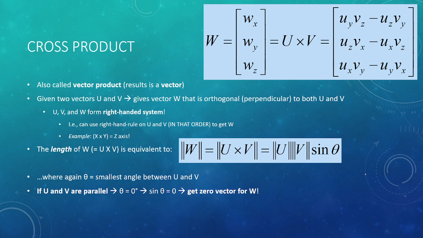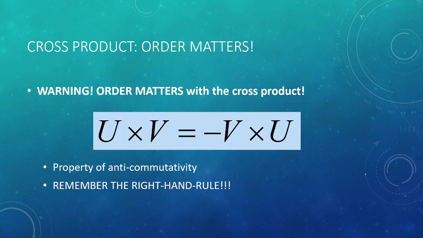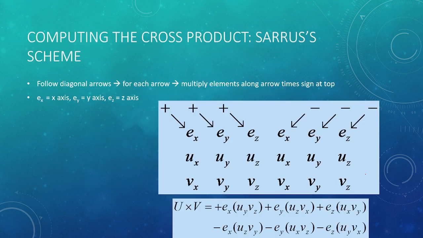In the cross product, u cross v equal to (uy vz minus uz vy, uz vx minus ux vz, ux vy minus uy vx), and its length is equal to u v sin theta. See, the order of the cross product matters, that is u cross v equal to minus v cross u. This property is simply anti-commutativity. That is where the right-hand rule comes in. For computing the cross product with the arrow scheme, follow the diagonal arrows; for each arrow, multiply the elements along the arrow times the sign at the top. ex equal to the x-axis, ey equal to the y-axis, ez equal to the z-axis.